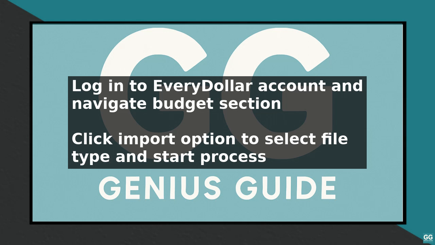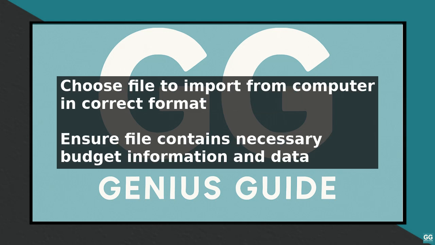Look for the import option, usually represented as a button or link, and click on it. This will take you to the import page where you can select the file type of your budget. EveryDollar supports various file formats, including CSV and QFX. Next, choose the file you want to import from your computer.